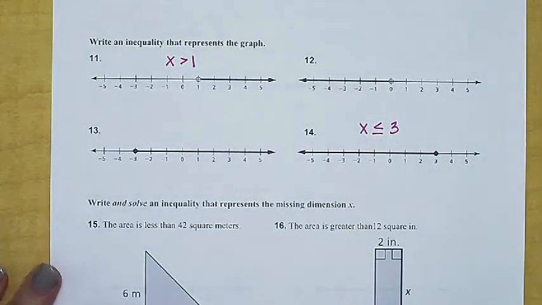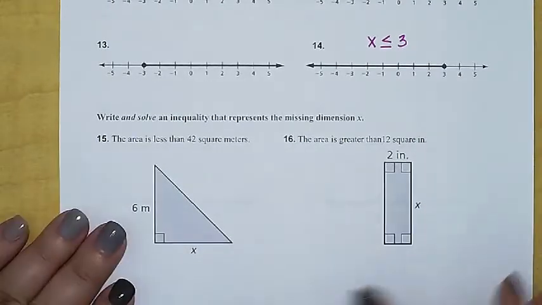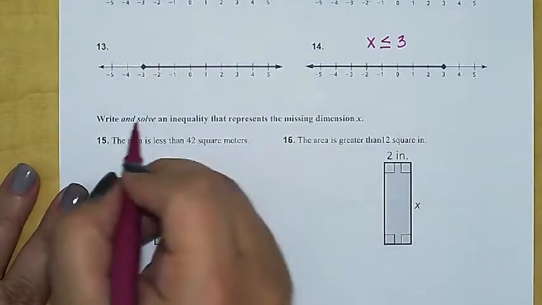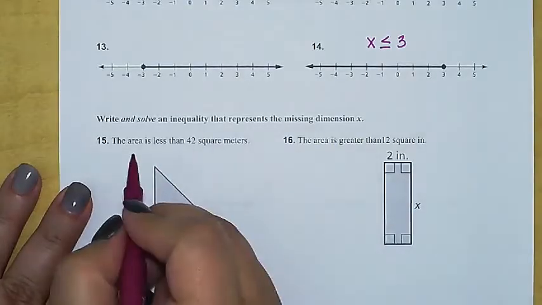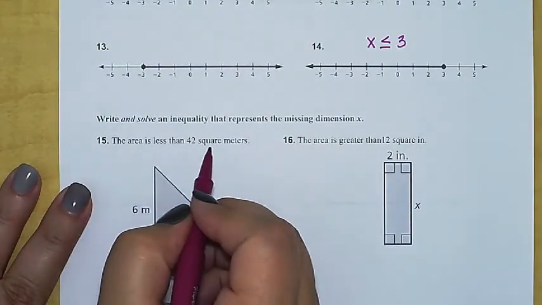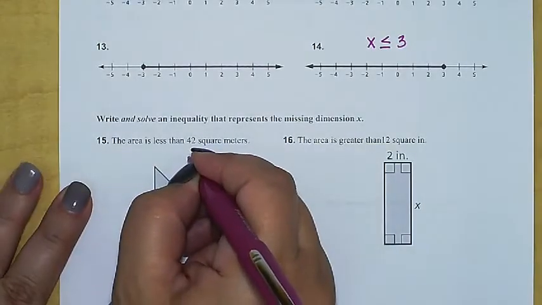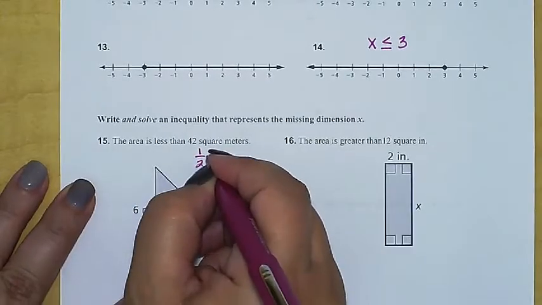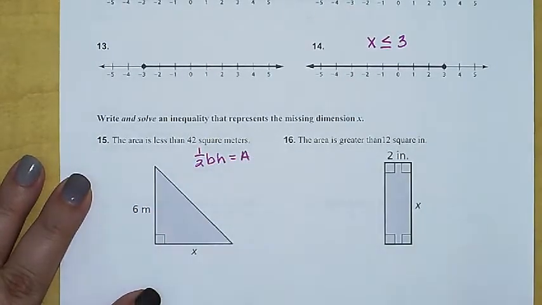Okay. All right, let's finish off with one of these, actually. And then we'll leave the other one, and the back page we'll actually be doing as an activity in class. So it says write and solve an inequality that represents the missing dimensions here. The area is less than 42 square meters. So I'm going to remind you that for a triangle, the original formula for the area is always 1/2 the product of the base and height. That's always the original formula for a triangle when we're doing area.